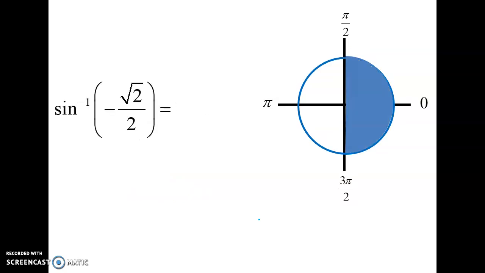All right, and the last sine one is going to be at negative root 2 over 2. Again, you're going backwards to get into negative root 2 over 2, which is again in the fourth quadrant. You're going to give negative pi over 4.